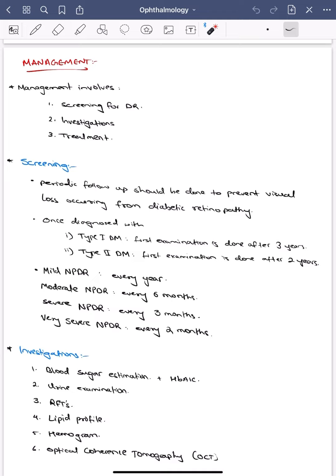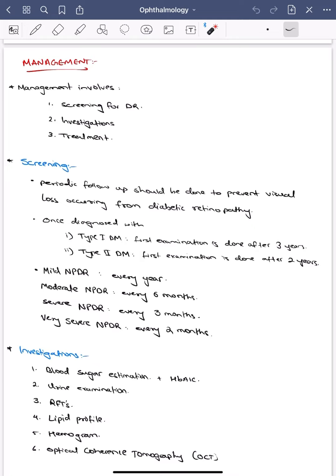Now the management involves three things. The first is screening for diabetic retinopathy, the second is investigations, and the third is treatment. Now in screening, periodic follow-up should be done to prevent visual loss occurring due to diabetic retinopathy. Once diagnosed with type 1 diabetes mellitus, the first examination is done after 3 years, and if diagnosed with type 2 diabetes mellitus, the first screening is done after 2 years.